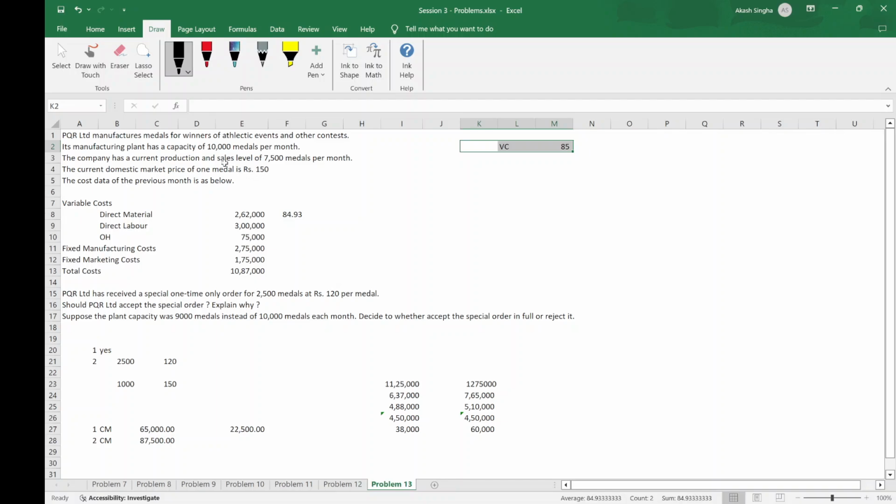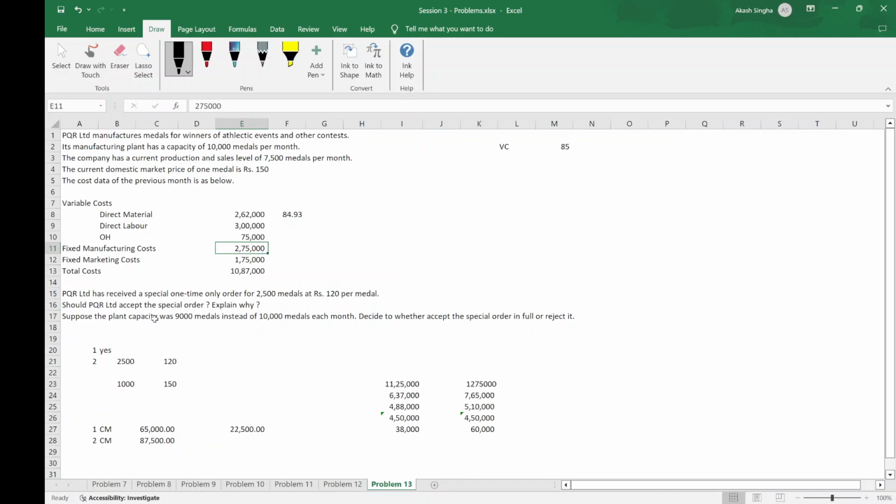Now 7500 is produced currently and it has capacity of 10,000 and the current domestic market price is 150. Now should we sell it at 120? Yes. Why? It is more than variable cost. So economics term 1 said that if it is more than variable cost, we will earn some contribution margin which will cater to the fixed cost, so that we can cover the fixed cost. So yes, number one is yes.